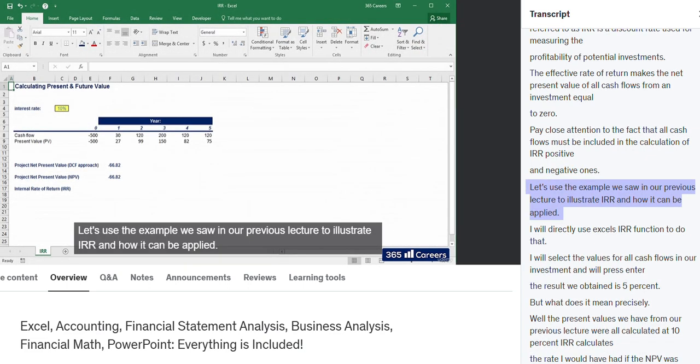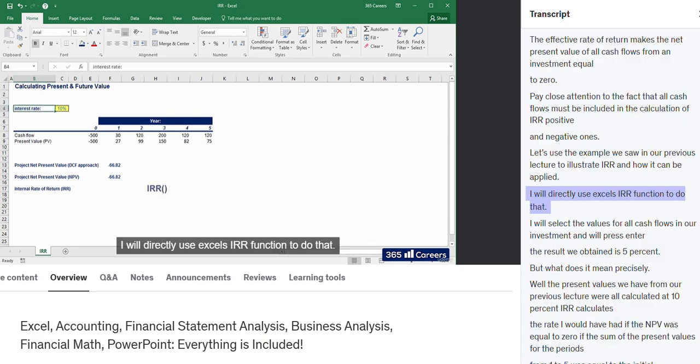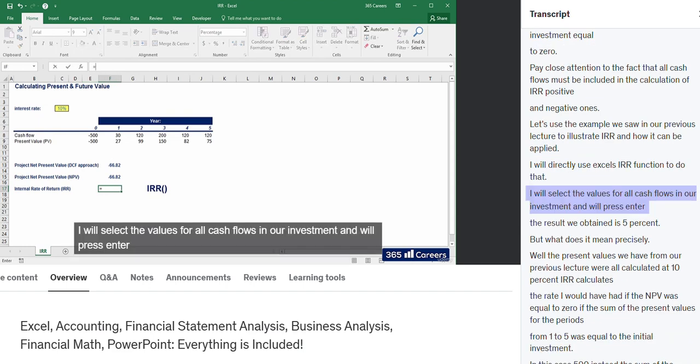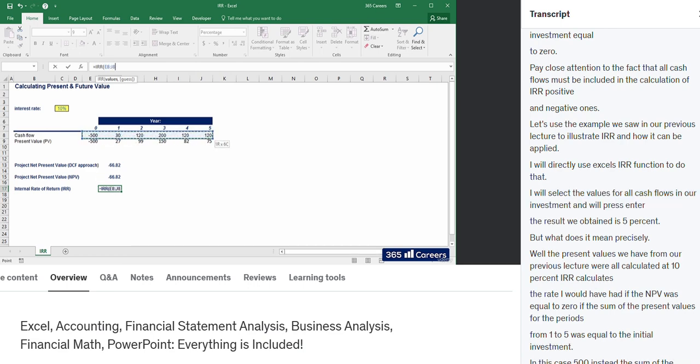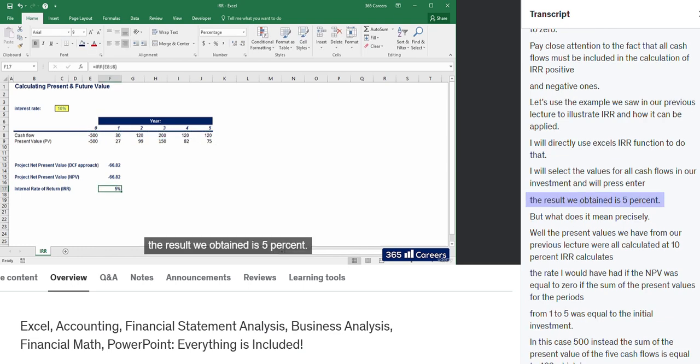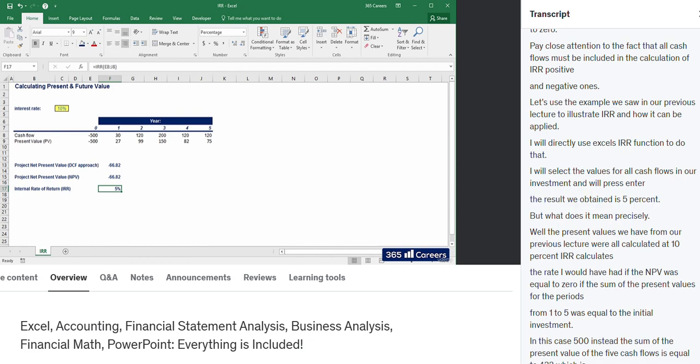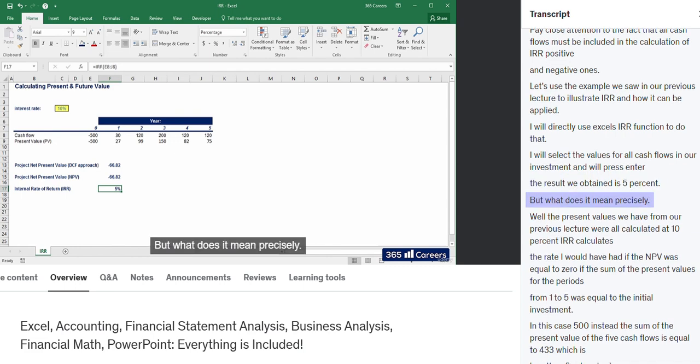Let's use the example we saw in our previous lecture to illustrate IRR and how it can be applied. I will directly use Excel's IRR function. To do that, I will select the values for all cash flows in our investment and will press Enter. The result we obtained is 5%. But what does it mean precisely?